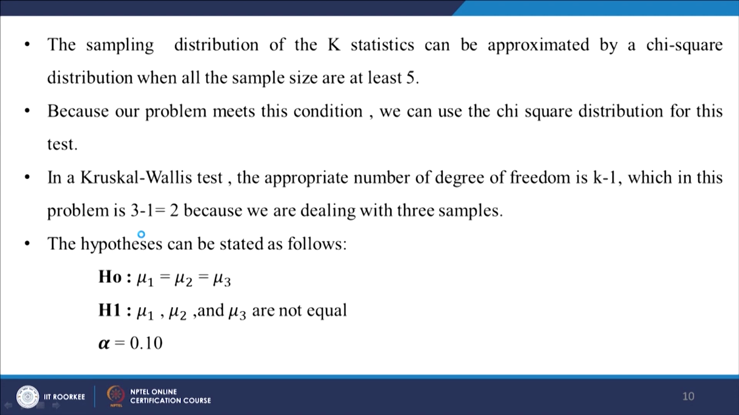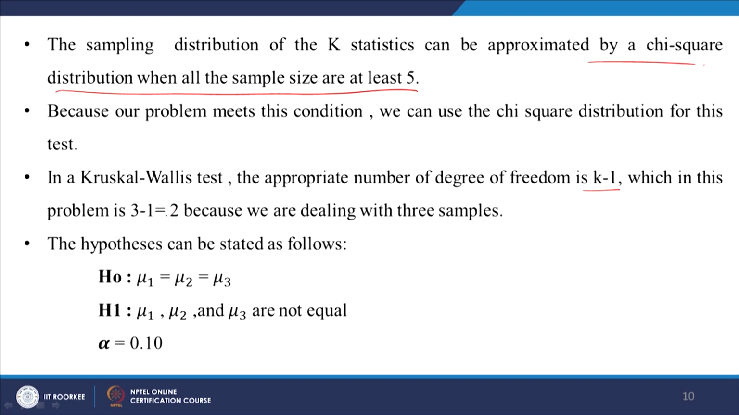Okay. So, the sampling distribution of the K statistic can be approximated by a chi-square distribution when all the sample sizes are at least 5. Because our problem meets this condition, we can use the chi-square distribution for a Kruskal-Wallis test. The approximate number of degrees of freedom is k minus 1, which in this case is 3 minus 1 equal to 2. So, there are 3 samples.